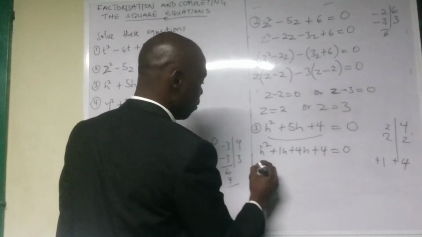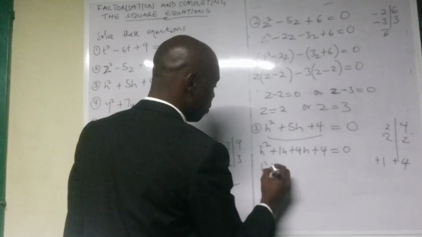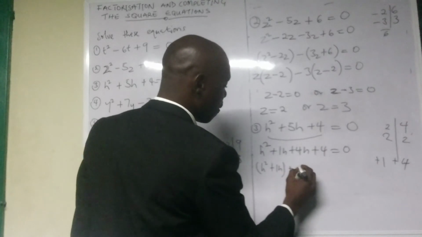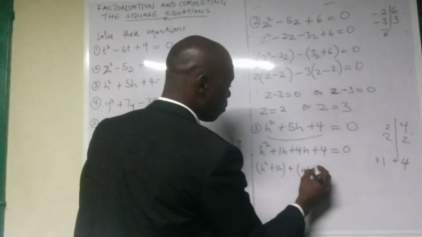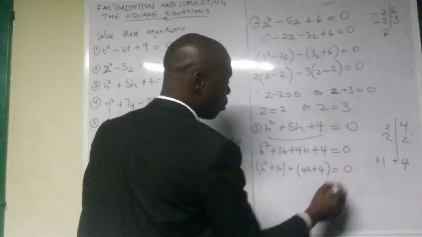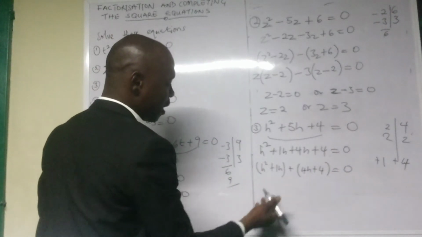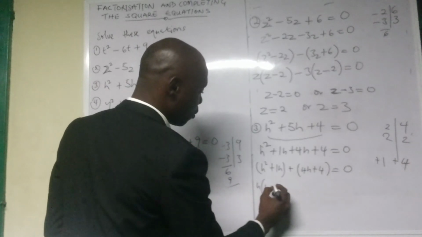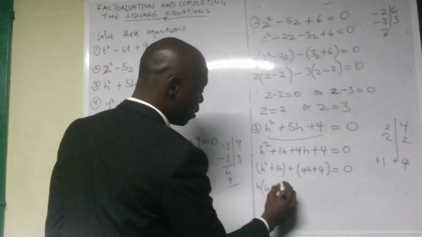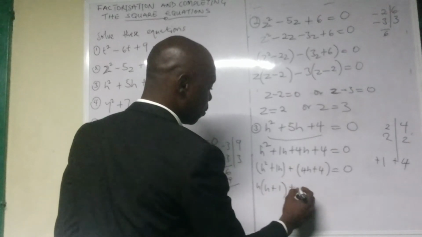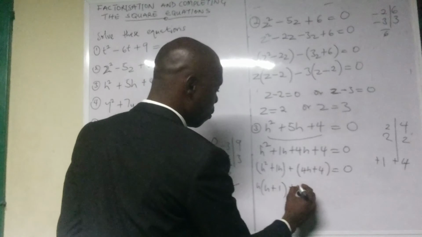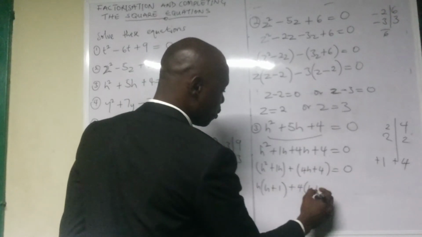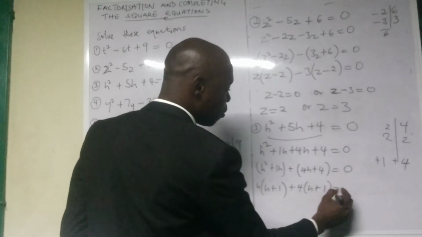So we now close the bracket. h squared plus 1h, plus 4h plus 4 equals 0. So from here now, we pick the one that is common in the two. We bring out h, bracket, remaining h, plus h remaining 1. Then plus, we pick 4 here. 4 goes outside. 4 cancels 4, remain h. This one plus still remains 4. 4 and 4, 1 equals 0.